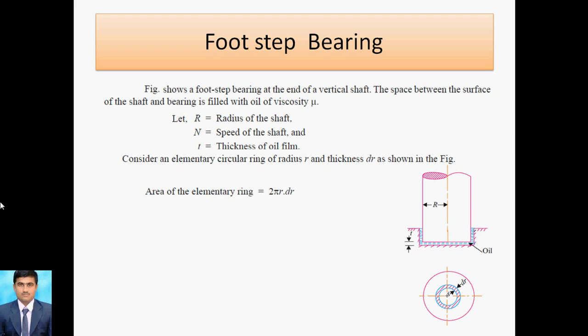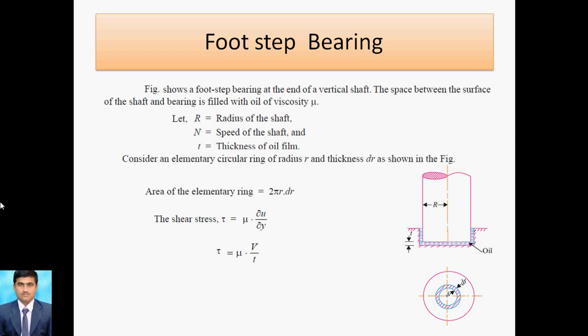Because we are considering the circumference, the area of the ring is 2 pi r into dr. Now we know that the shear stress tau is equal to mu du by dy. Instead of du we can write v, and dy is the thickness of the film, so we write t. This relation is called Newton's law of viscosity, so shear stress is equal to mu du by dy.